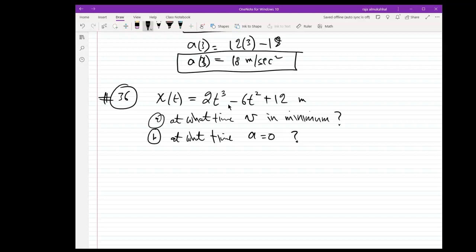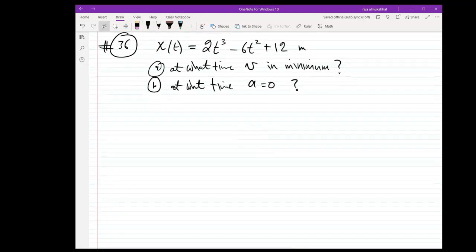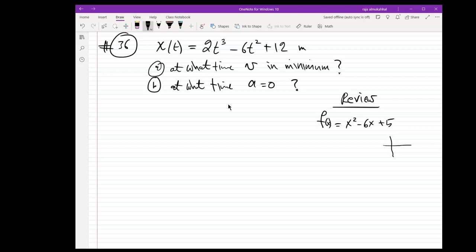Okay? Let me back up a little bit and go back to some calculus that we have studied. So this is just a review here for you. Calculus 1. Suppose I have a function f of x, let's say, I'll make up something, x squared minus 6x plus 5, for example. So that's a parabola, right? And it looks something maybe like that.